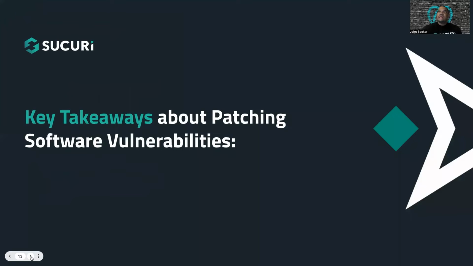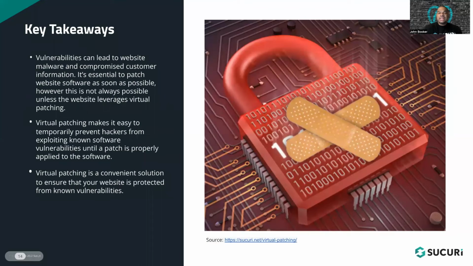So let's talk about some key takeaways about patching software vulnerabilities. Vulnerabilities can lead to website malware and compromise customer information. It's essential to patch your website software as soon as possible. However, it's not always possible unless the website leverages virtual patching. Virtual patching makes it easy to temporarily prevent hackers from exploiting known software vulnerabilities until a patch is properly applied to the software.